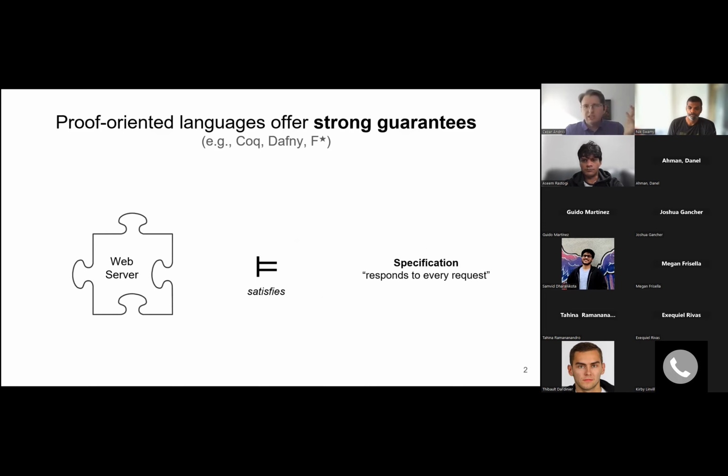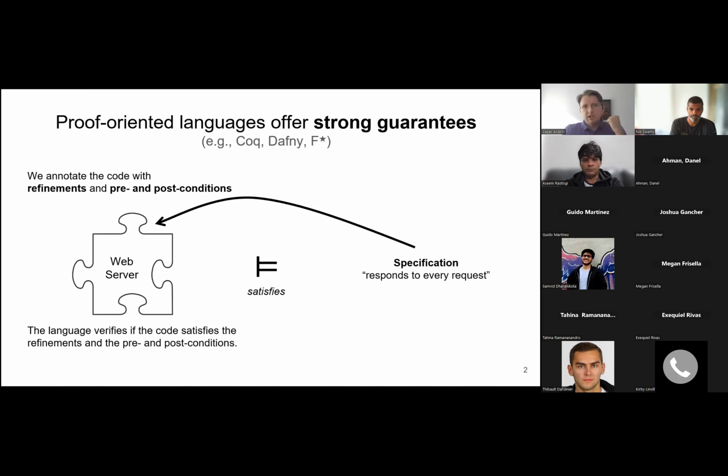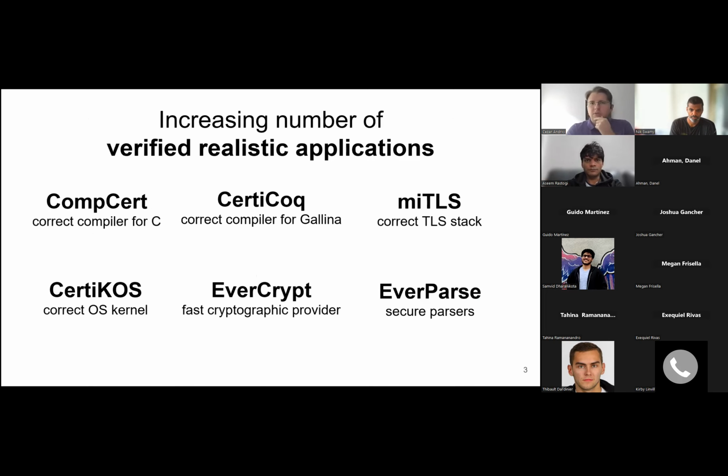So what we do in F-Star is that we take this specification and we encode it in either refinement types, or we annotate functions with pre and post conditions. And F-Star will help us and it will verify that the code satisfies these pre and post conditions. And if the verification is successful, then we have a strong guarantee that the web server responds to every request. So this is great.